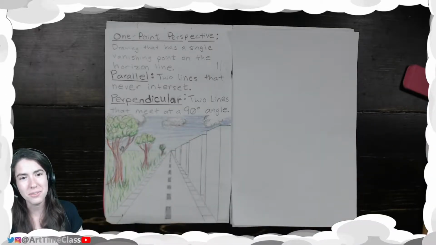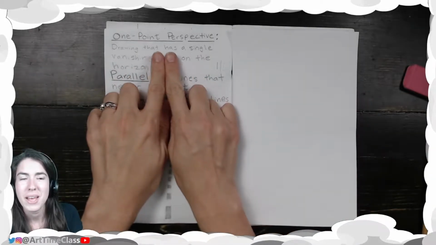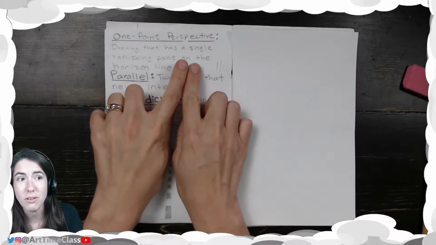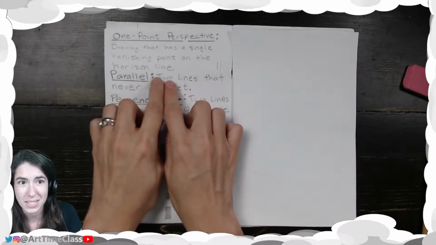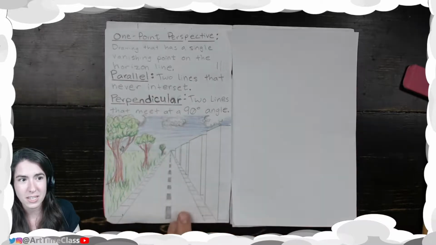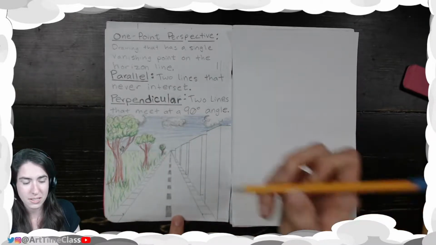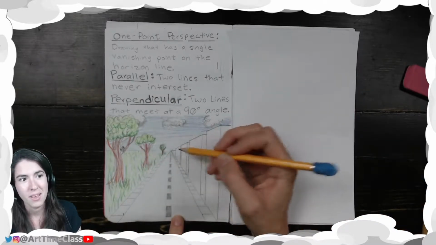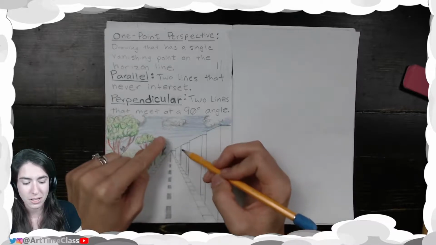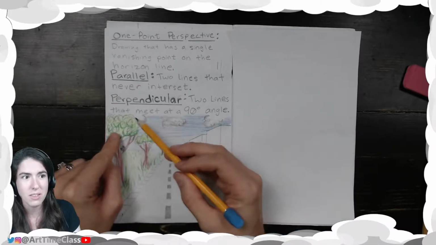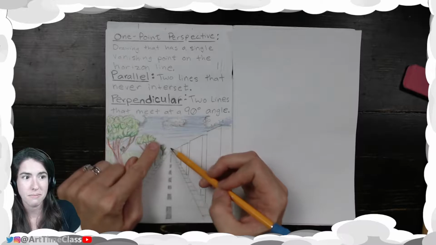To begin, let's review one-point perspective. That's a drawing that has a single vanishing point on the horizon line. For this example, the vanishing point is right here. All these lines go directly to that vanishing point. Even the tops of the trees line up to meet there.